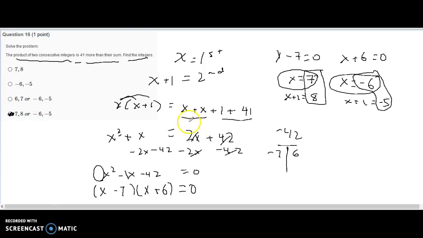Another thing we can do is just make sure that this makes sense. The product of 7 and 8 is 56. The sum of 7 and 8 is 15. And 56 is 41 more than 15. So 7 and 8 definitely works. Now let's try negative 6 and negative 5. The product of negative 6 and negative 5 is 30. The sum of negative 6 and negative 5 is negative 11. Again, 30 is 41 more than negative 11, so that checks out too.